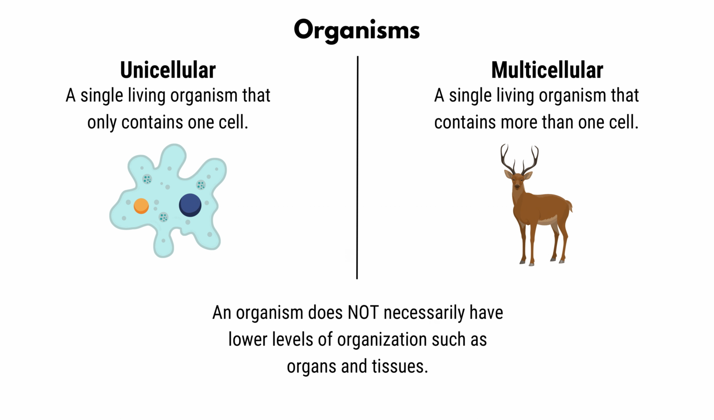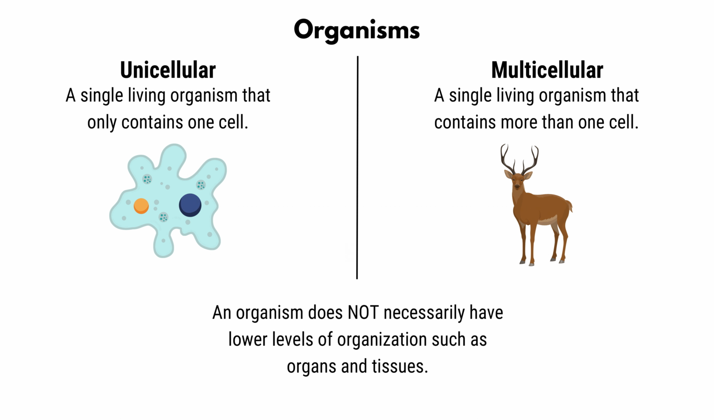Now this next level is the organism. This is probably the one you're most familiar with, considering that you are an organism yourself. Now, there are two different main types of organisms. We have the unicellular and the multicellular organism. Now, for unicellular organisms, as the name suggests, it is a single living organism that only has one cell.